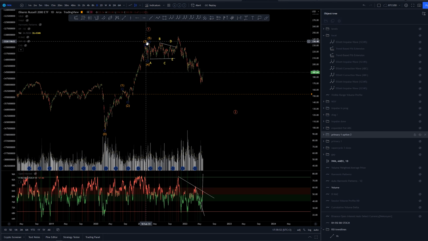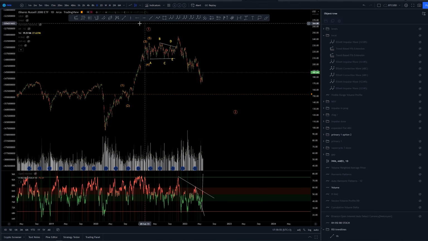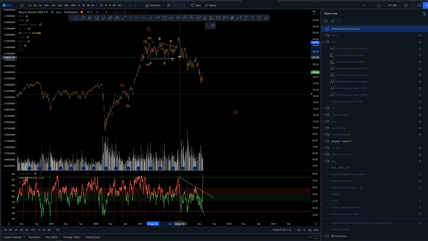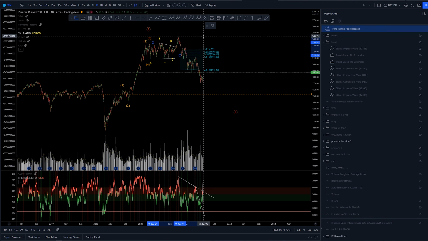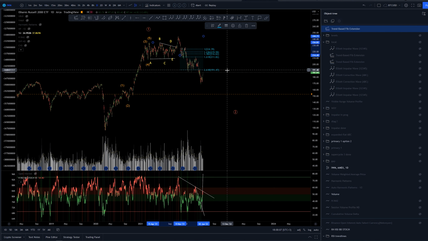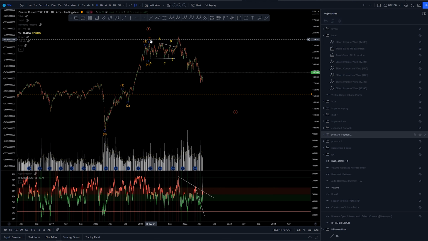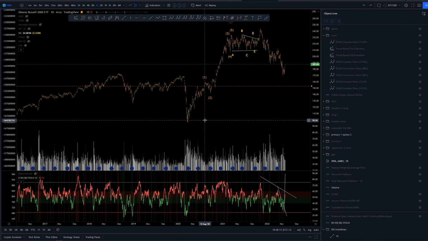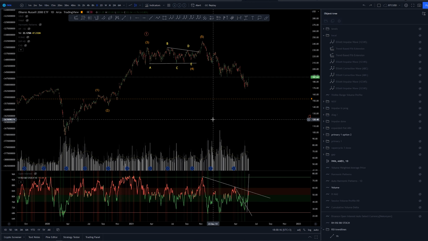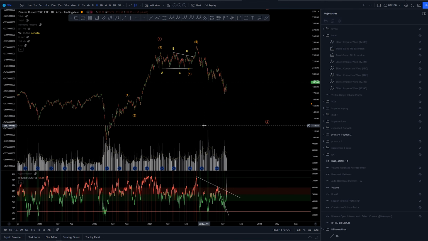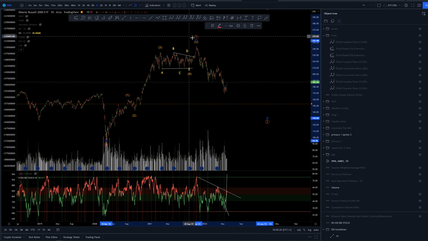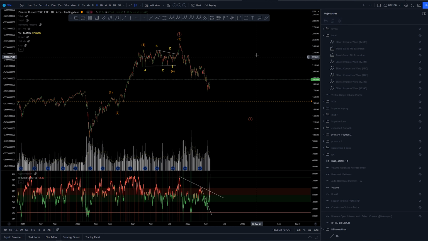We would have to have some kind of ABC expanded flat downwards, which would be fine, but again that would take a lot of extensions here, which makes it less and less likely. We're around 3.618, which is just not good. So instead, I would like to say that we have ended something here at the very tip top.